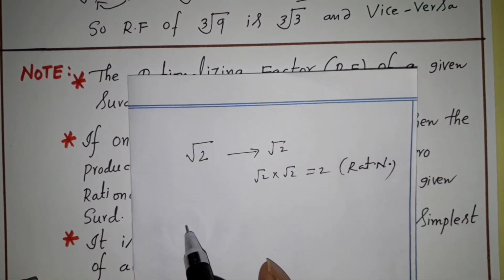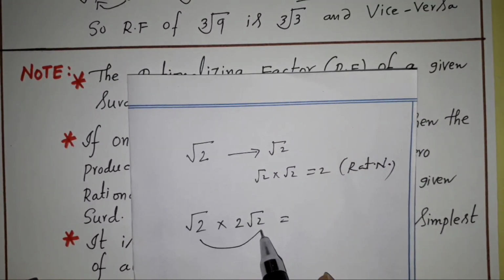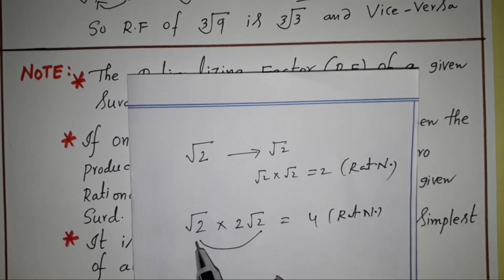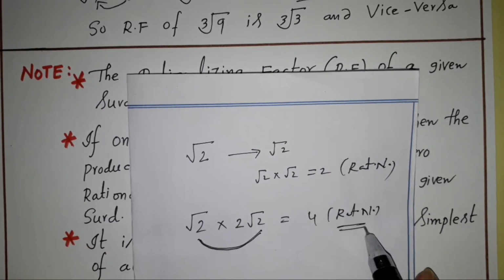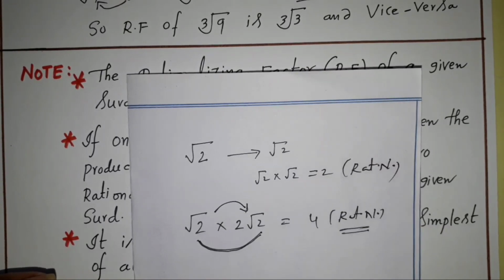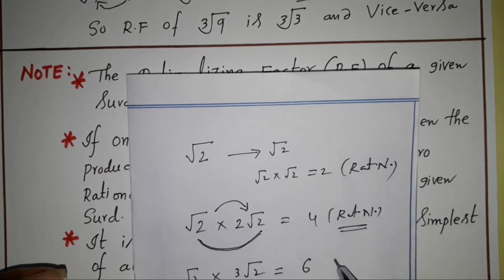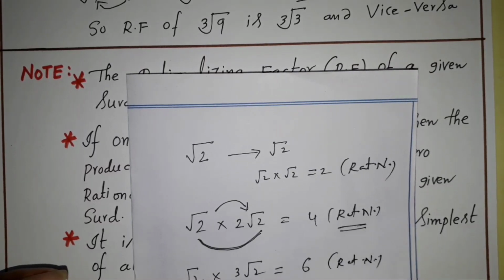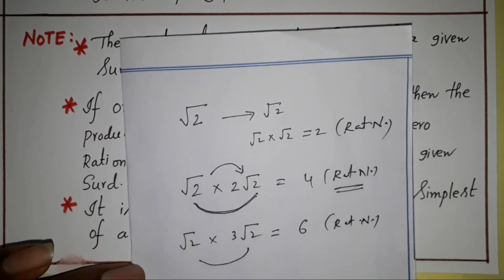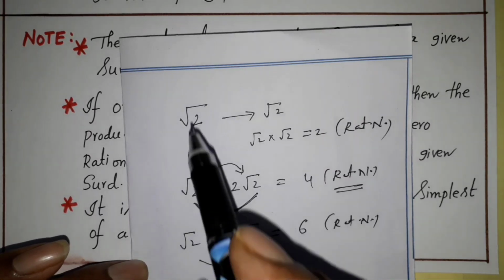In the same way, for root 2, you multiply with 2 root 2, then you will get root 2 into root 2, 2 twos are 4. Here also a rational number. So product of two surds, we are getting a rational number. So obviously for root 2, 2 root 2 is a rationalizing factor. In the same way for root 2, if you multiply with 3 root 2, again you will get 6, which is a rational number. In this case also 3 root 2 is the rationalizing factor of root 2. If you continue this process, you will get many rationalizing factors of root 2.